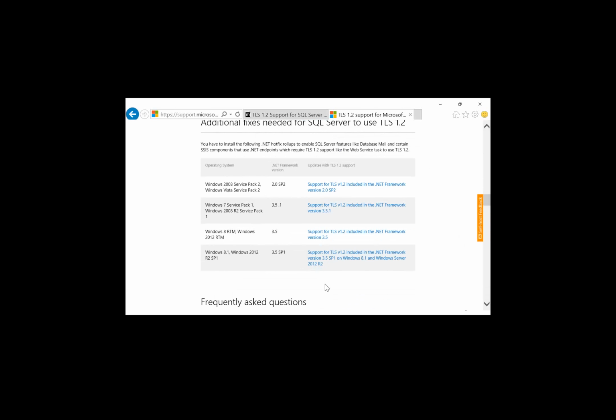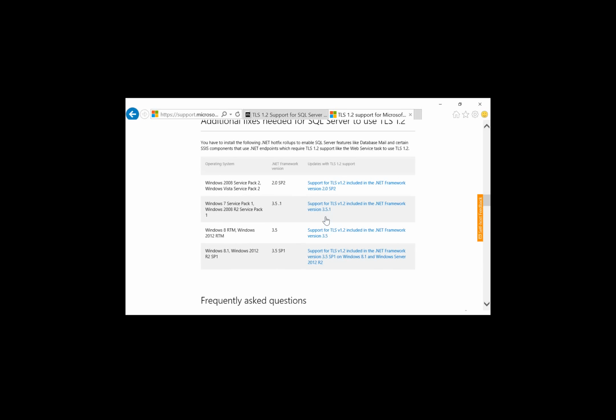These are the additional .NET Framework fixes required for TLS 1.2 for database mail and certain other components in SSIS. As I mentioned, if you're using FTP tasks or if you're using web services, then you require these .NET updates, and depending again on the Windows operating system that you're running and the .NET Framework, you need to download the appropriate .NET update and apply it on the server.